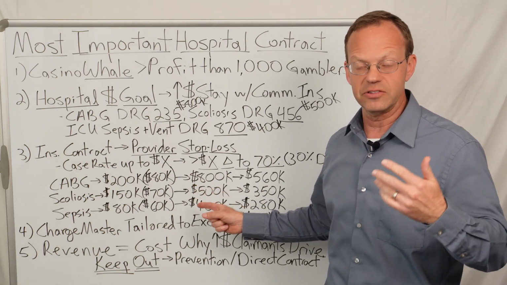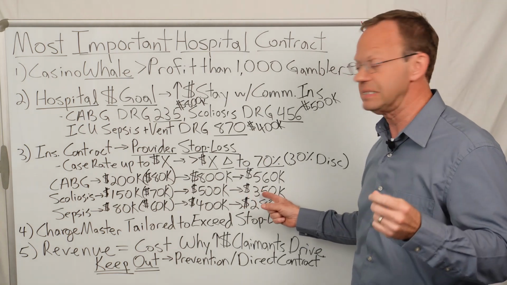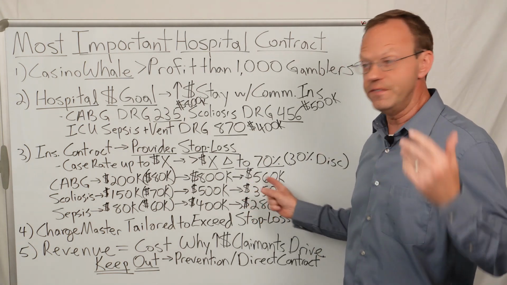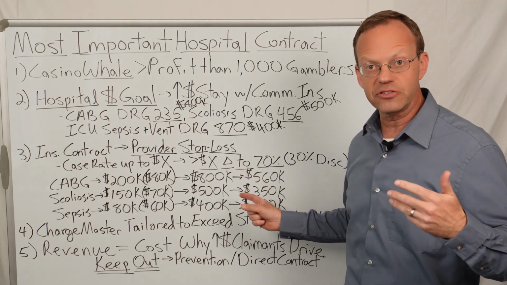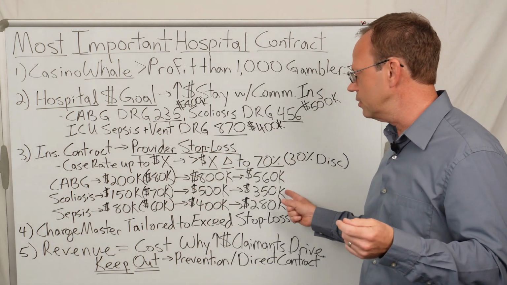So you take the $500,000 times a 70% reimbursement rate for billed charges, and that means that the scoliosis surgery then paid out at $350,000. Look at that. The provider stop-loss caused the payment to go from $70,000 to $350,000.